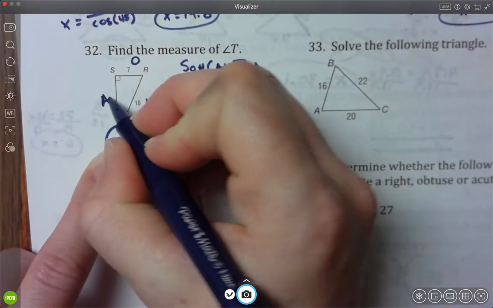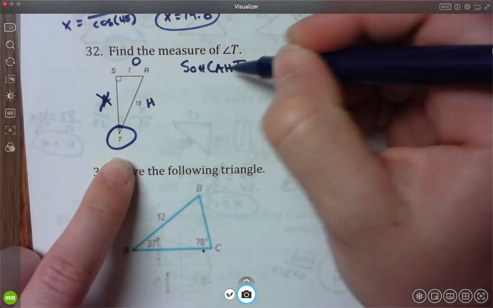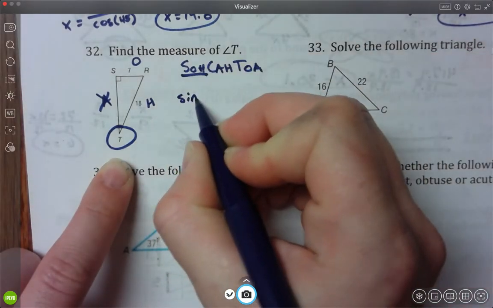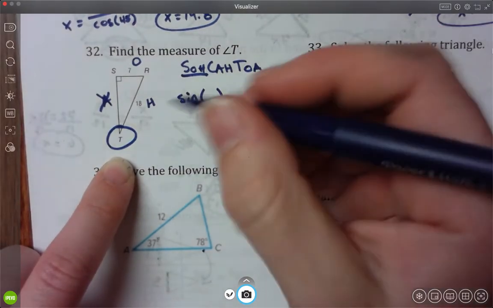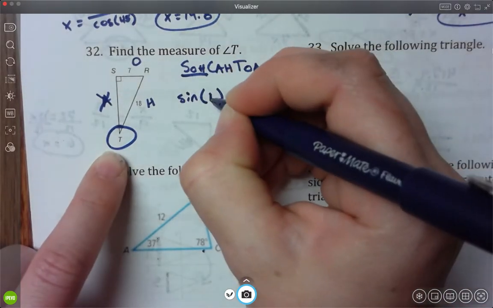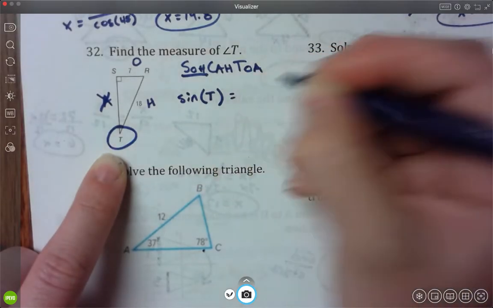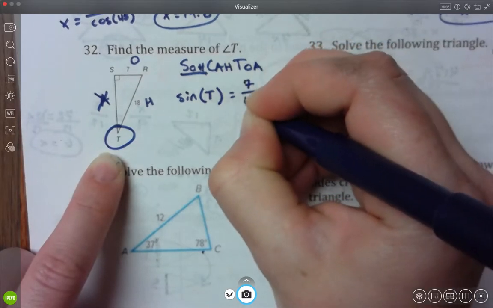The adjacent side here is the one that we don't have any information for, so we're going to use opposite over hypotenuse, which is sine, okay? Now, this one is kind of weird because normally we take sine of the angle, or cosine of the angle, or tangent of the angle, but here we don't know the angle, so we're going to call him T. But we do know both of these pieces over here. We know that sine of T is 7 over 18, right?